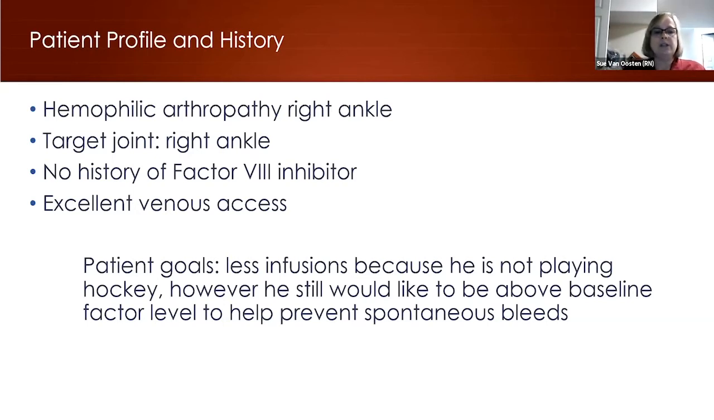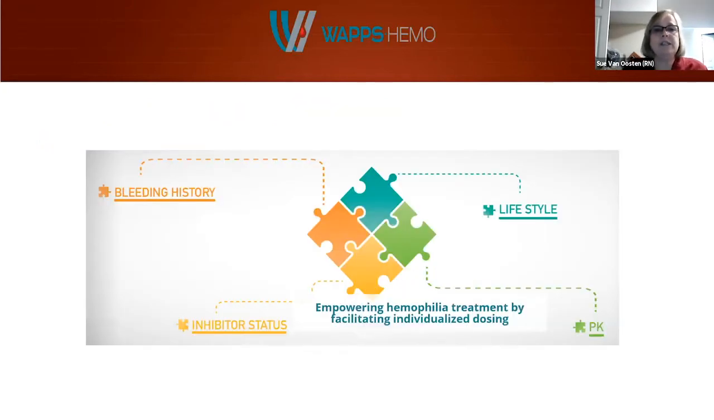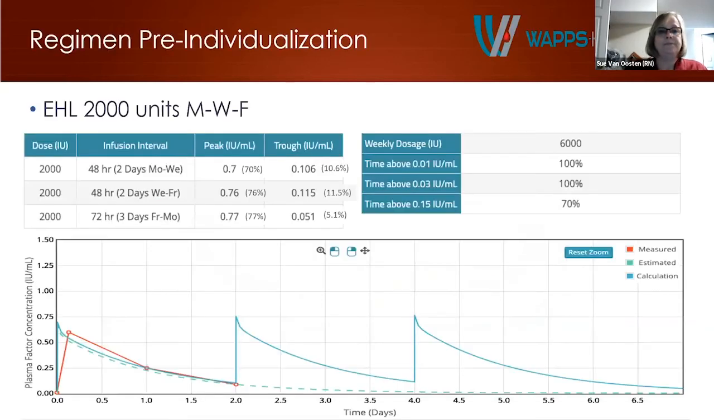So his patient goal is that because he's not doing his sports, he's not playing hockey like he would normally, he would like to limit. He still wants to stay above his baseline factor level to keep himself protected, but he wants less needles. He wants less infusions. He's tired of this and he wants less infusions for now anyways. So we have to consider on WAPPS-HEMO all of the different factors, including his bleeding history, the fact that he has an ankle, his lifestyle is now less active. He has had no inhibitor, but he does want a PK profile.